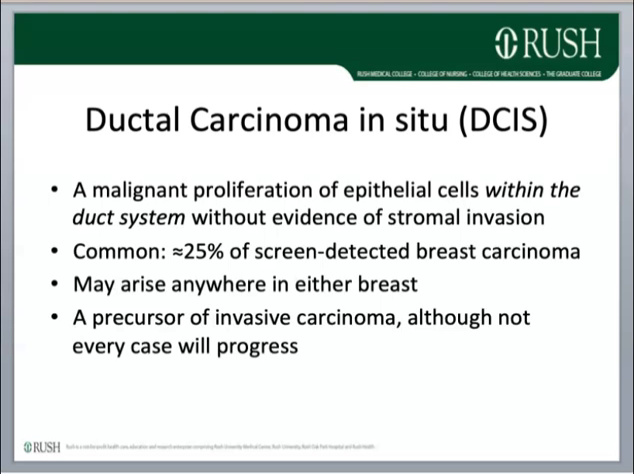Ductal carcinoma in situ represents a malignant proliferation of epithelial cells that are confined to the duct system, and there's no evidence of stromal invasion. This is a common lesion, and up to 25% of screen-detected breast carcinoma is ductal carcinoma in situ, or DCIS. DCIS may arise anywhere in either breast, and is best thought of as a precursor lesion of invasive carcinoma, although not every case will progress.